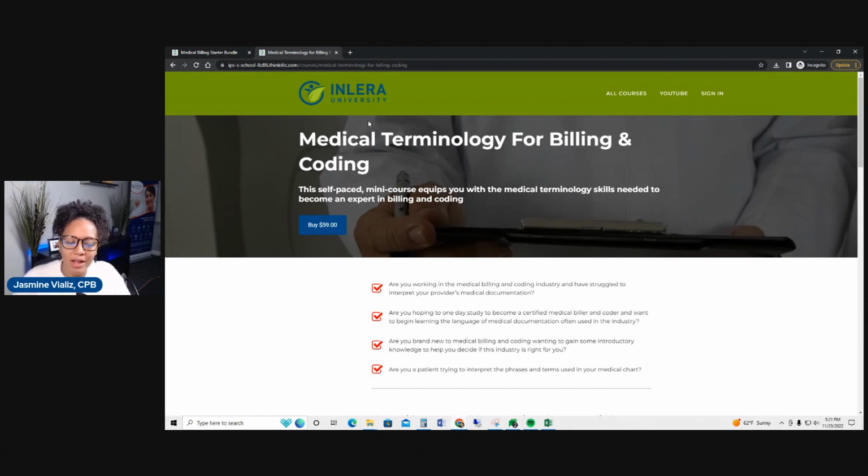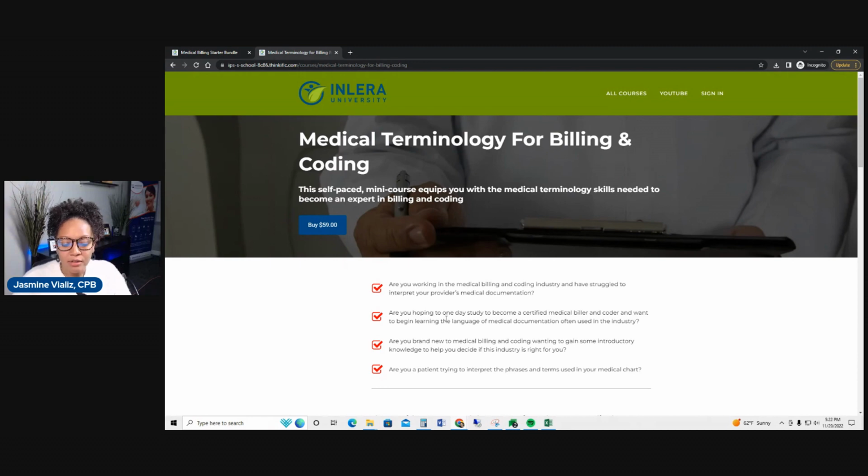This would be a really great add-on for someone who might be sitting for one of those certification courses. It is also helpful if you are a patient that is looking to understand your medical records, if you're navigating an EHR system and a lot of your records are accessible to you, but you're having trouble understanding some of the terminology that they're referencing. It's really helpful for any individuals doing that.